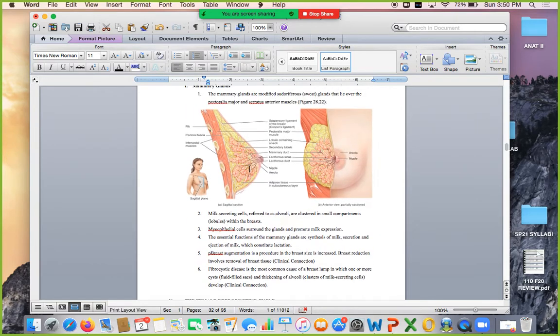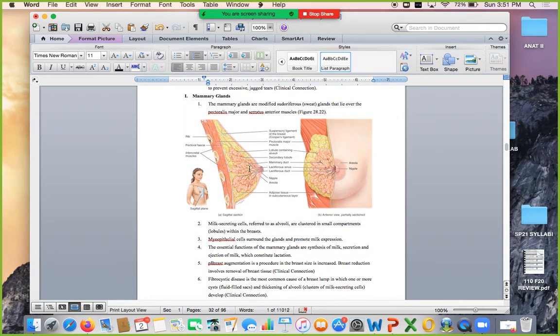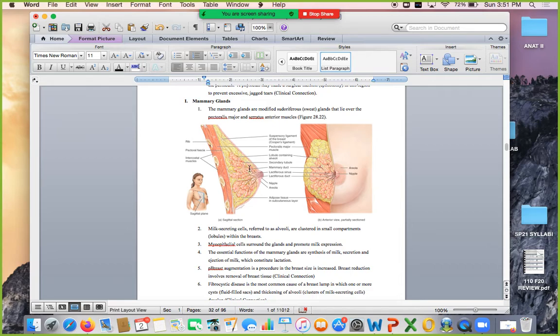All right, so this is what the mammary glands look like. So now we're talking about the process of lactation. Mammary glands are actually sweat glands, specialty sweat glands, so they're modified a little bit to secrete milk, and they're going to lie over the pecs. We have specialty cells that are going to be alveoli cells. These are going to secrete milk, and they're clustered in specialty compartments. These guys are going to be found in little lobules within your breast.